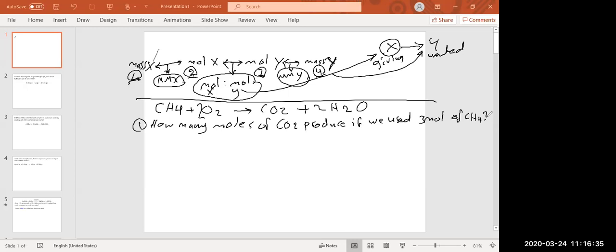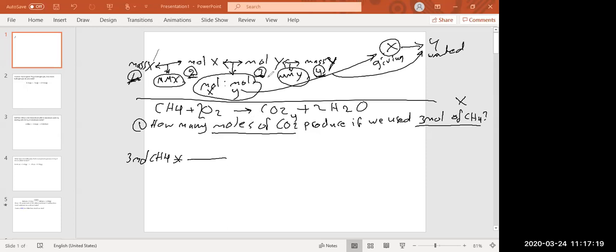Look at here, guys. What they give you, 3 mole CH4. This is the X. What they are asking, mole CO2. This is the Y. What they are asking is the Y, what they give you is the X. Now, go back to the map. They give you mole. Where you are, step 1 or step 2? If they give you mole, you are in step 2. They give you mass in gram, you are in step 1. So here they give you mole, so you are in step 2. So start with the 3 mole CH4 here times what? Okay, now look at here. What they are asking for is mole of Y. So are you in step 3 or step 4?